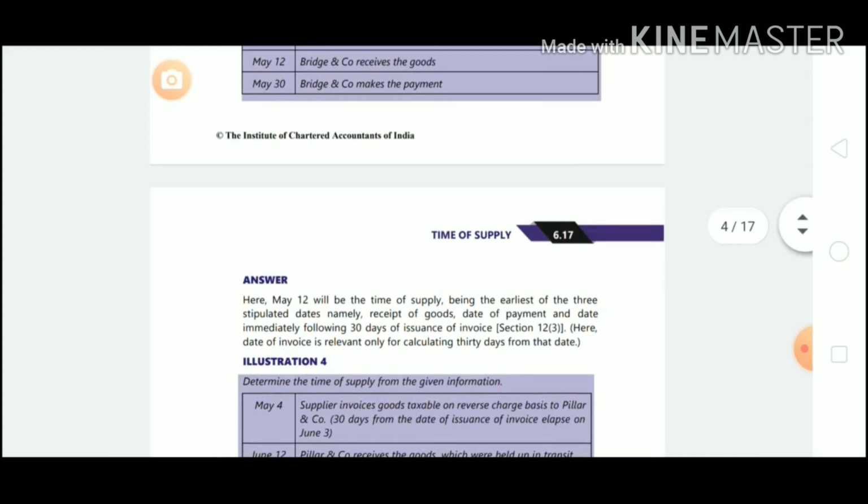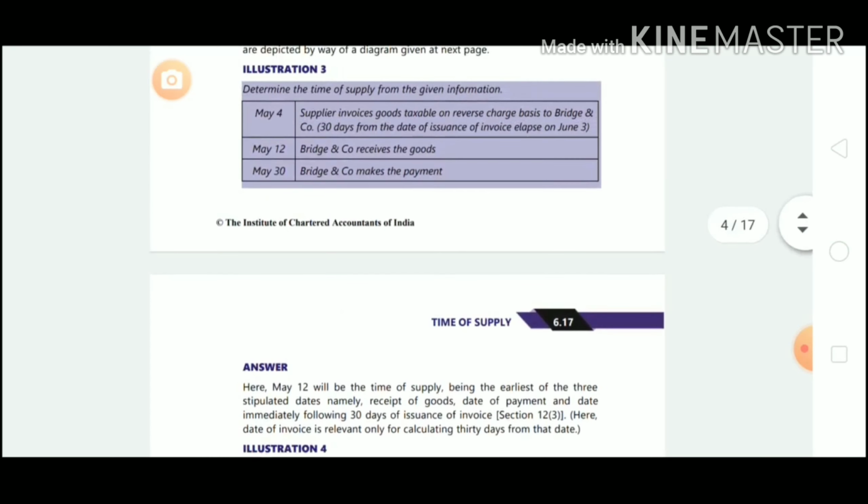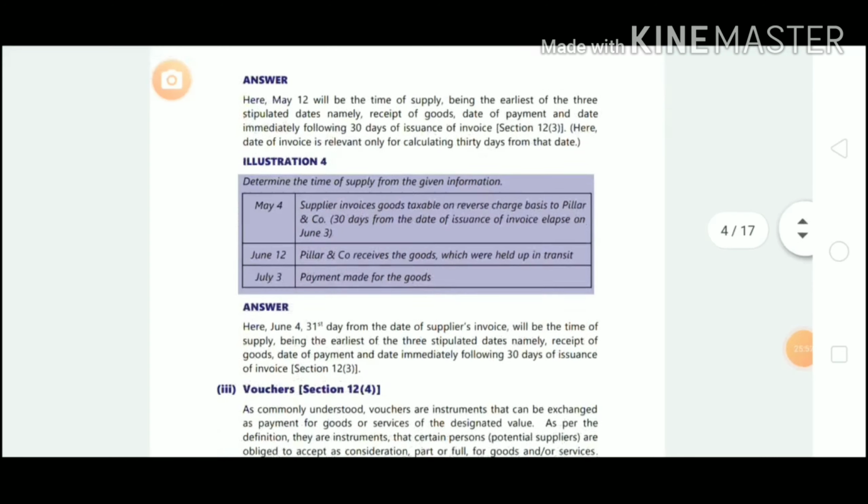Here May 12 will be the time of supply, being the earliest of three stipulated dates, namely receipt of goods, date of payment, and date immediately following 30 days of issuance of invoice. Section 12, subsection 3. Here date of invoice is relevant only for calculating 30 days from that date. Okay. This was very simple.